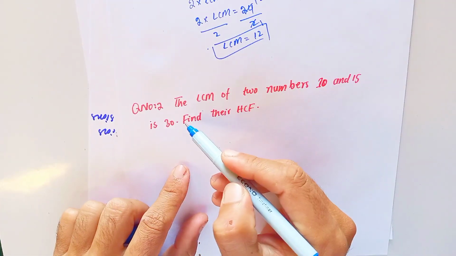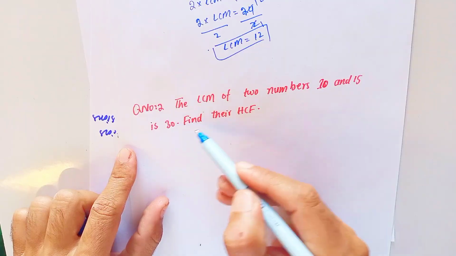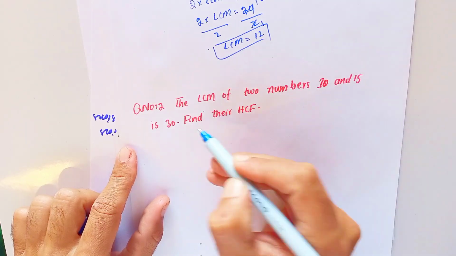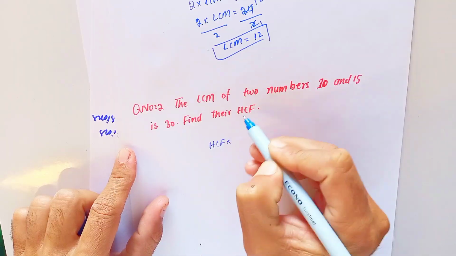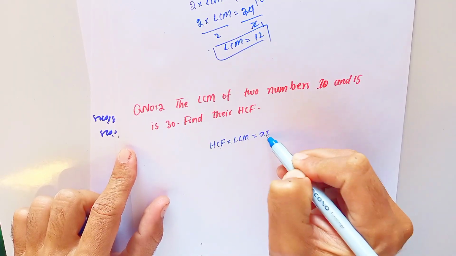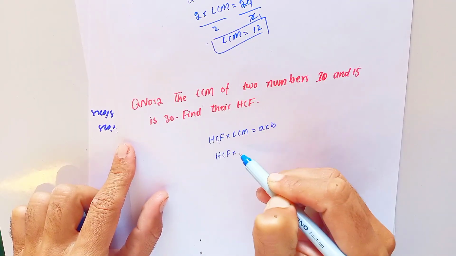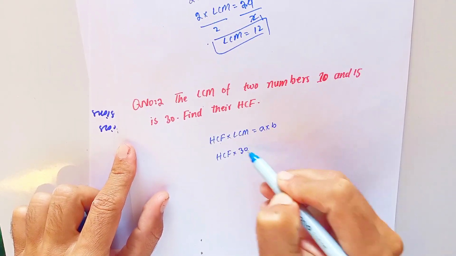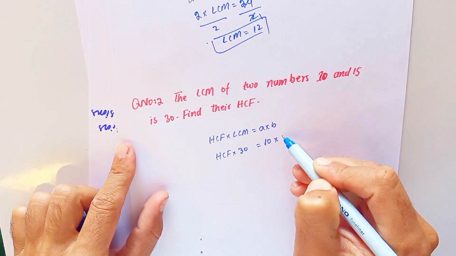Now here is another question. The LCM of two numbers 10 and 15 is 30. Find the HCF. Now again we will use the same formula. HCF multiplied by LCM is equal to A multiplied by B. HCF multiplied by 30 is equal to 10 multiplied by 15.